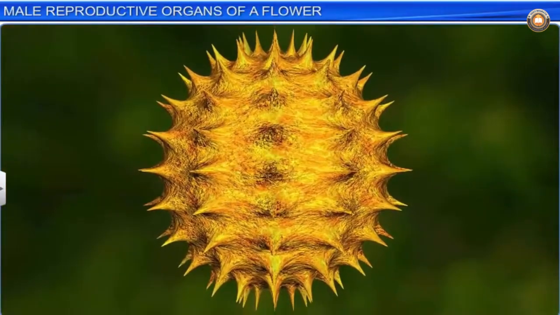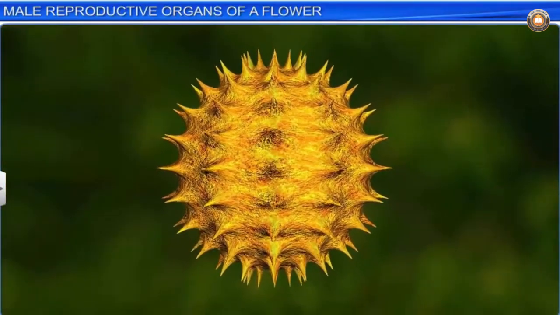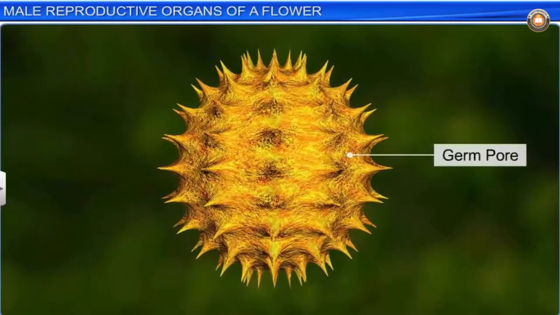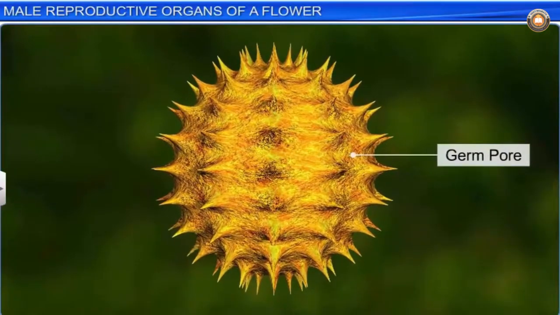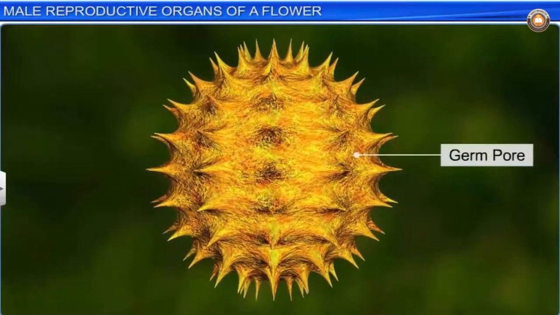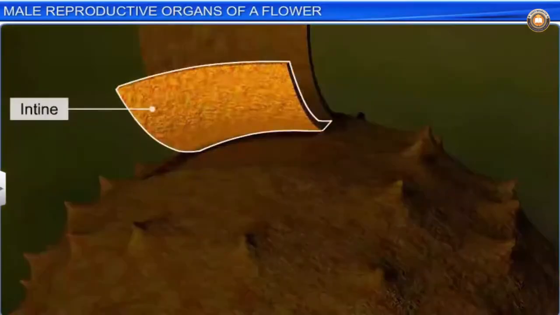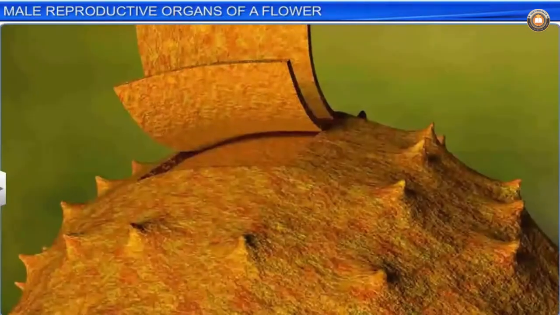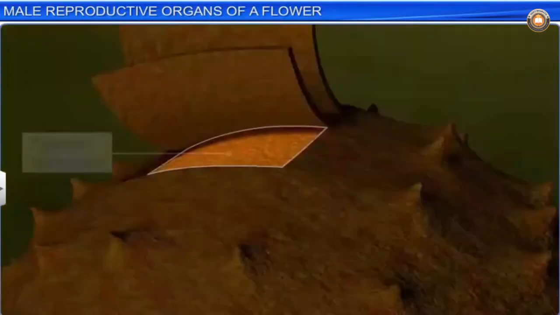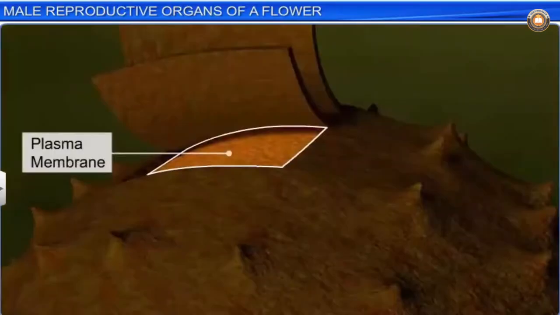However, sporopollenin is not present in the germ pore, an aperture present in the exine through which we see the germination of the pollen tube. Intine, on the other hand, is a thin and continuous inner layer of wall composed of cellulose and pectin. On the inner side of the intine is the plasma membrane that surrounds the pollen grain's cytoplasm.